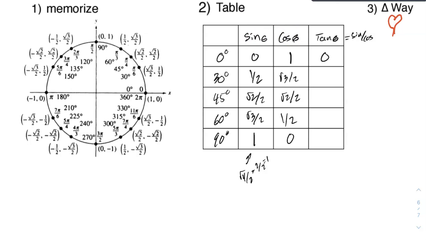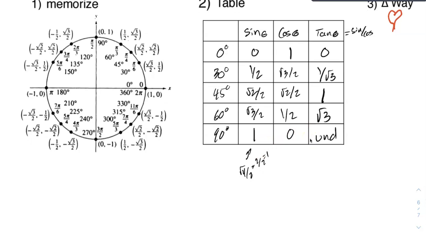So 0 over 1 is 0. 1/2 over rad 3 over 2, the 2's cancel out, it's just 1 over rad 3. Over here, they're both the same, rad 2 over rad 2, which is 1. And then over here, rad 3 over 2 and 1 over 2. Again, the 2's cancel out, you just get rad 3. And then 1 divided by 0, you can't do that, it's undefined. So that's the table.